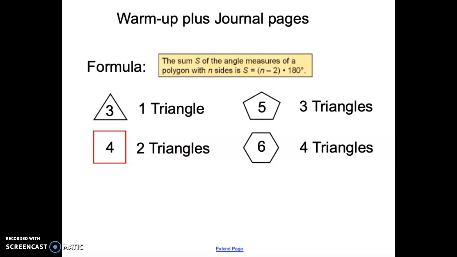So here's our formula. The sum, S, of the angle measures of a polygon with n sides is S equals n minus 2 times 180. The n is the number of sides, okay? S is just to find that interior angle sum. So please take a minute and copy that formula down because we're going to be using it in the rest of this lesson.